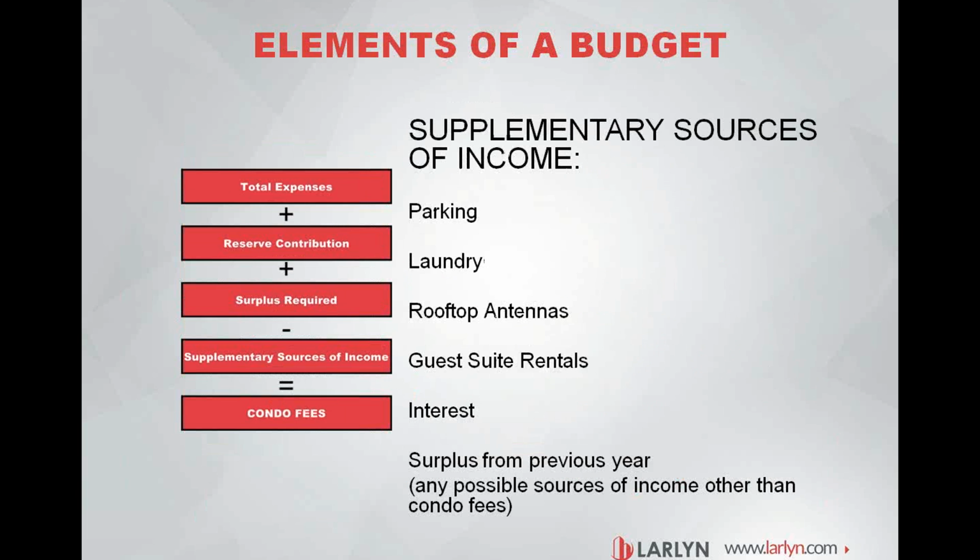The next component of the budget is the supplementary sources of income. The supplementary sources of income is income outside of the maintenance fees or condominium fees. So this is income that comes from other areas within the corporation. That could be laundry monies, the rental of a rooftop antenna, if there's a guest suite that is rented out, if there is parking fees. All of these add up to supplementary or extra sources of income. Surplus from previous years and any possible sources of income other than condo fees is also supplementary income.